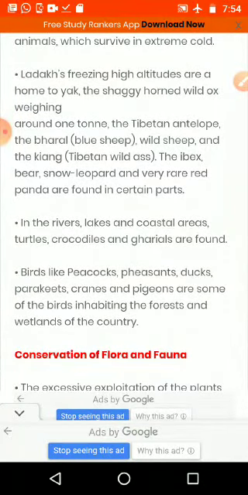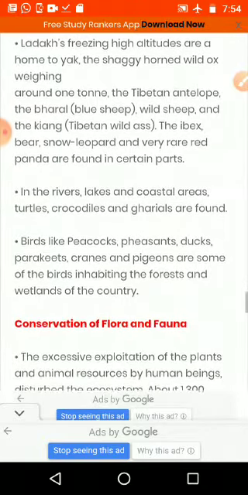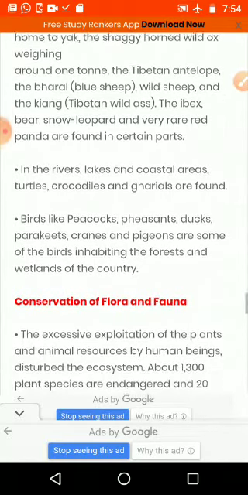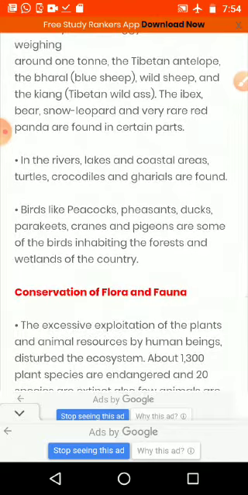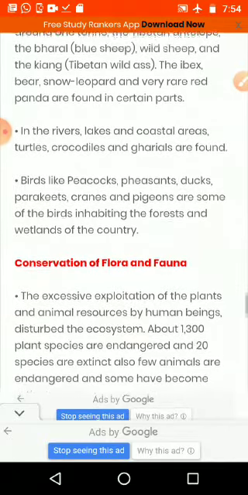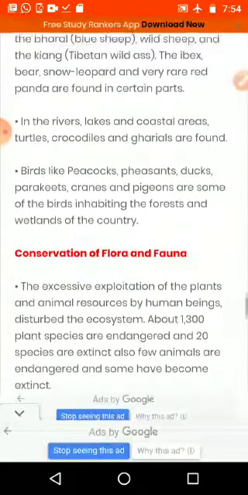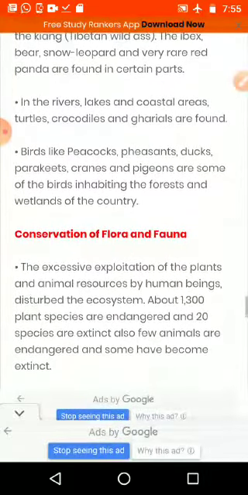Ladakh's freezing high altitudes are home to the yak and the shaggy-horned wild ox weighing around 1 ton. The Tibetan antelope, the bharal, blue sheep, wild sheep, the kiang, Tibetan wild ass, and the ibex, bear and snow leopard are very rare, and the very rare red panda is found in certain parts. This one we studied in 7th standard. We studied about Ladakh, the cold desert, at that time.